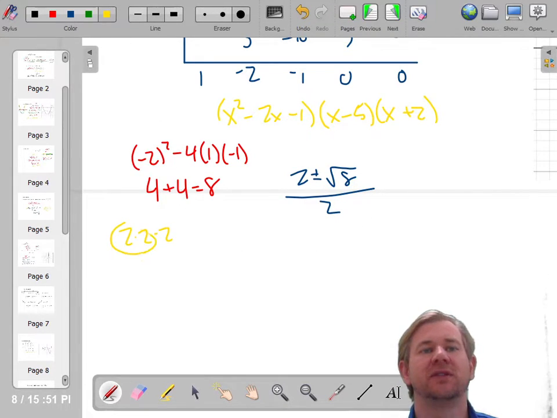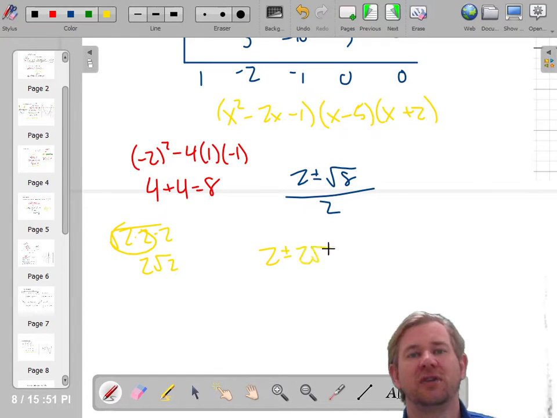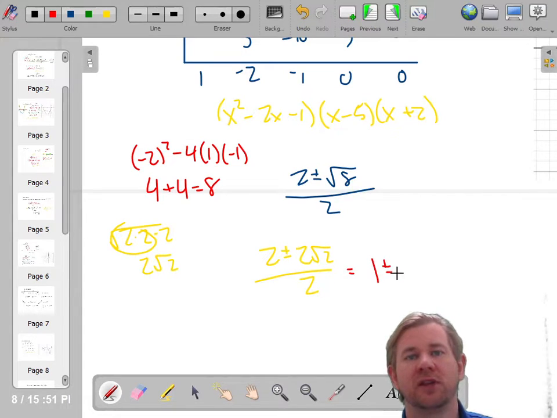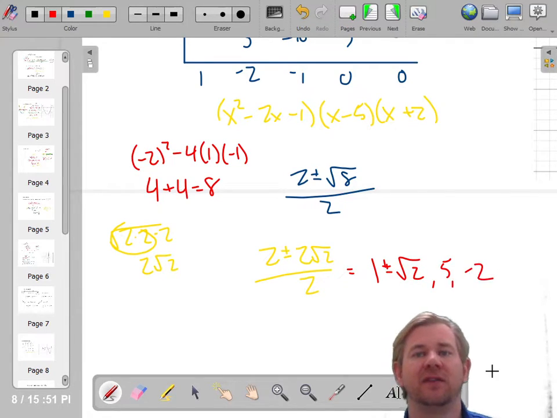That's 2 radical 2. So 2 plus or minus 2 radical 2 all over 2. And when you distribute, 2 over 2 is 1 plus or minus 1 radical 2. So 1 plus or minus radical 2, positive 5, and -2 are my zeros.